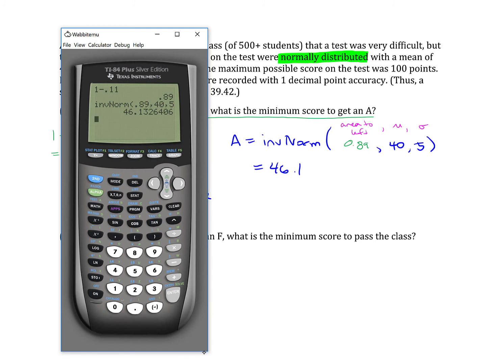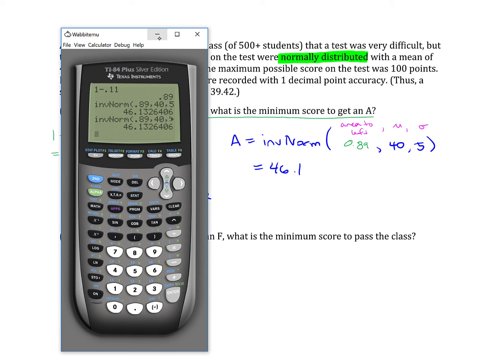Now, some of you may have seen a menu show up when you did the inverse norm, and that's okay. Some of the later model calculators do that instead, and it's just to help you remember what the input values to each function are. So the area provided is still the area to the left. You just enter that, and then the mean and the standard deviation. Once you hit paste, it just takes those numbers and puts them in a comma-separated list right into inverse norm. So you'll get the same answers.